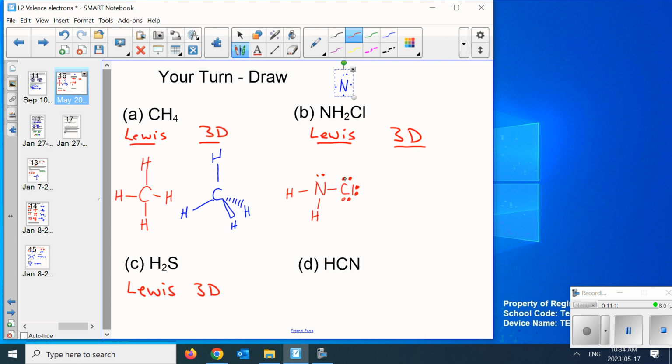Of course, when you make the model, it doesn't quite look like that. Do you see what this represents here? The lone pair of electrons, hydrogen, hydrogen, and the chlorine, right? So the angles are totally different. What we're going to do, though, is draw it.